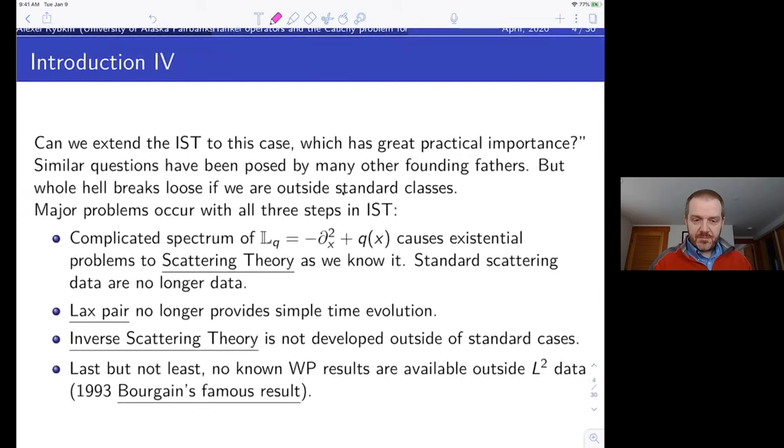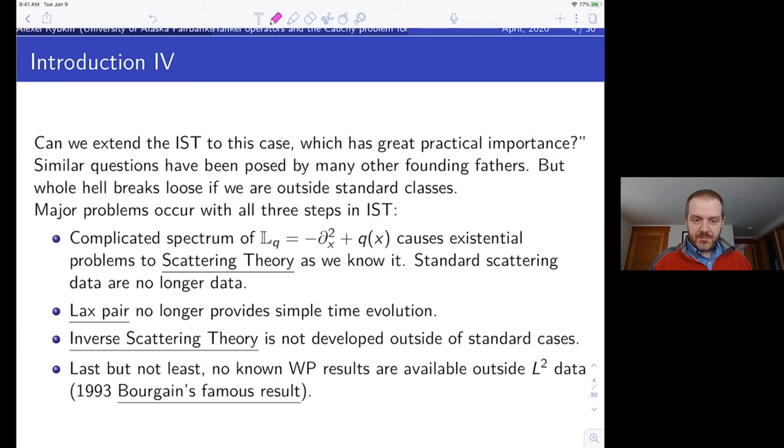First of all, if Q here is not short range or periodic, then there is no scattering theory. And it's not because people didn't get to develop it, but because it runs into difficult questions.